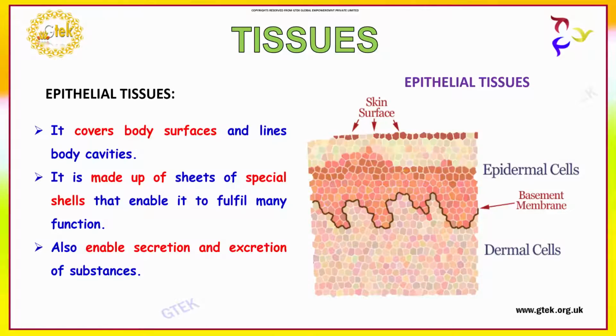You can see here the epithelial tissue. This portion of cells is called the epidermal cells, and here you can see the basement membrane. The portion below is called the dermal cells.